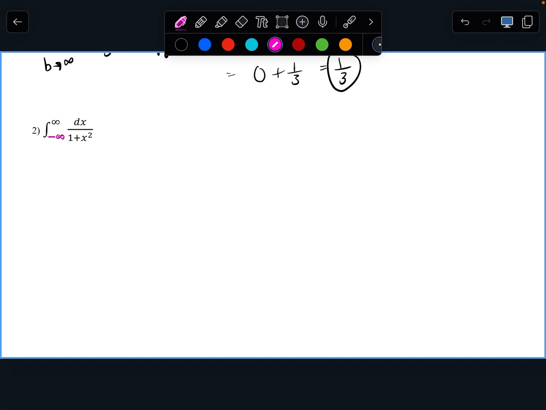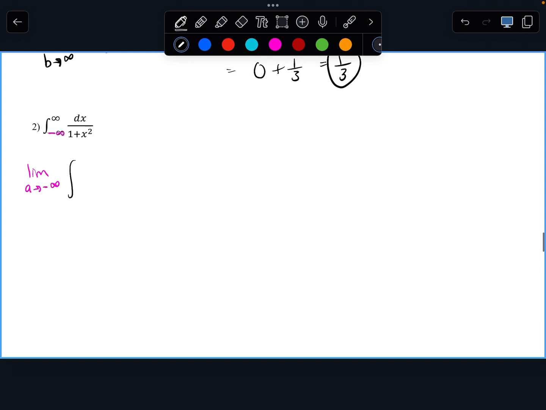So obviously there's an infinity in there. I'm going to use A because I always do A and B just to be consistent. You can't use X. That's the only one you can't use. So you're going to go limit as A approaches negative infinity. And then you have the integral, and your A replaces the infinity part.